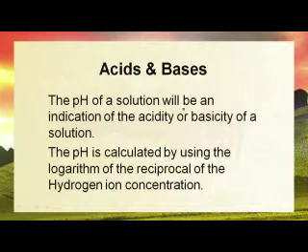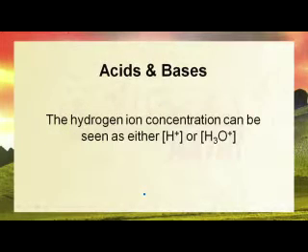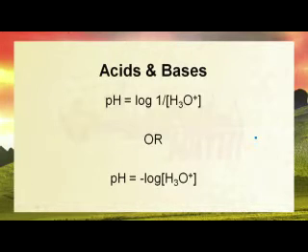Okay, now the pH of our solution, as you should know by now, is an indication of the acidity or basicity of a solution, and the pH is calculated by using the logarithm of the reciprocal of the hydrogen ion concentration. And that basically means, as I've said previously, whether we use hydrogen ion or hydronium ion, it means the same thing for us. So here are my formulas, and I can make use of either one of these two. We can have pH equal to the log of 1 over the concentration of the hydronium ion, or you can say pH is equal to -log multiplied by the hydronium ion concentration.